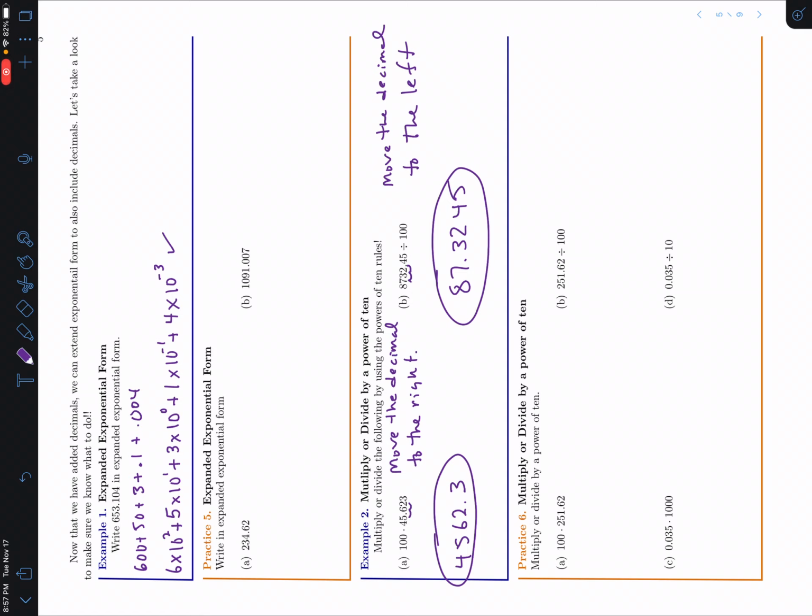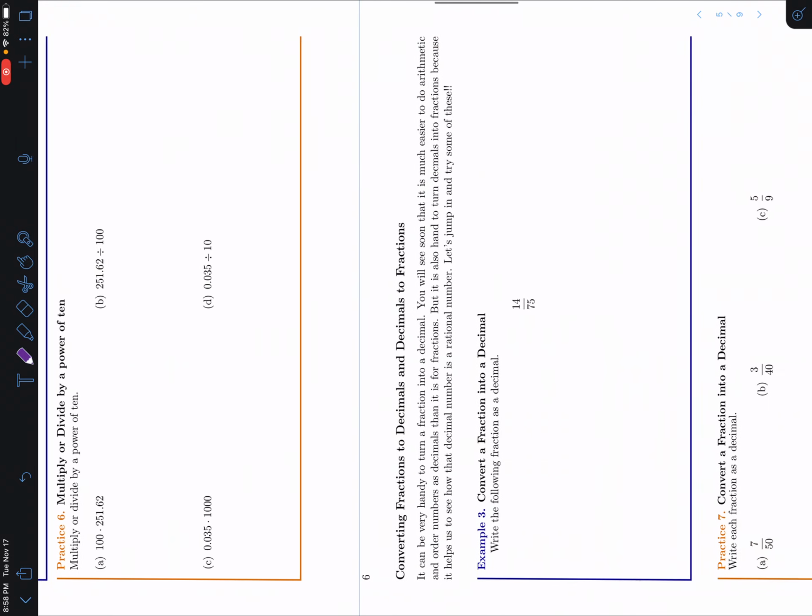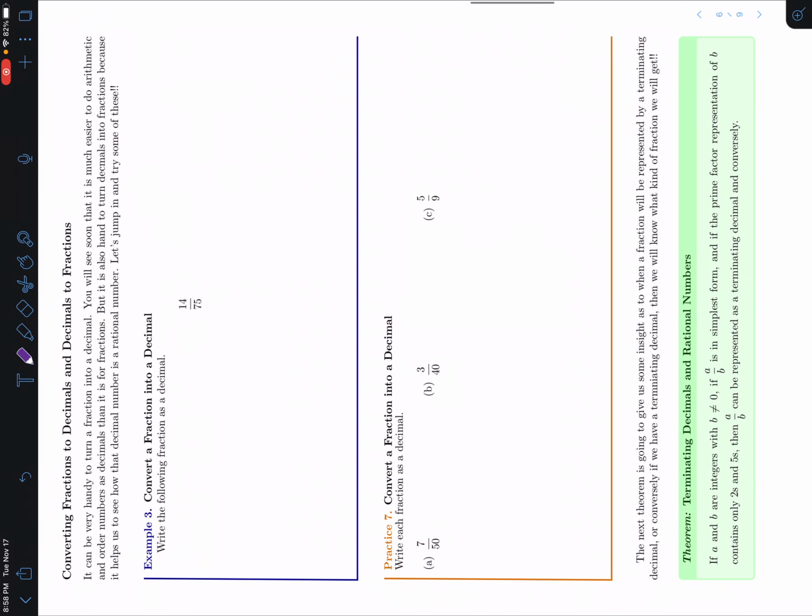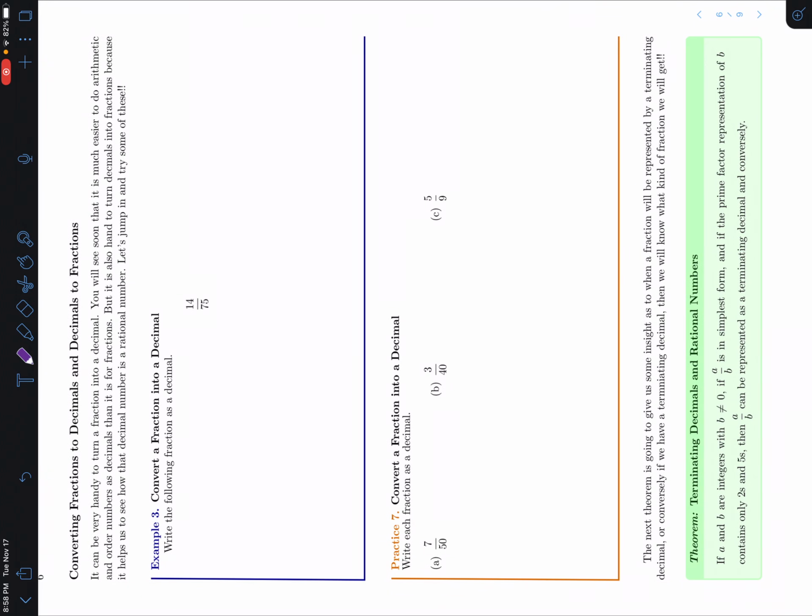All right. So go ahead, do practice 6, which is having you guys do the exact same thing here. And then when you're done, unpause it. And what we want to do is talk a little bit about converting fractions to decimals and then decimals back into fractions. All right. So hopefully everybody did a good job with multiplying and dividing by powers of 10.